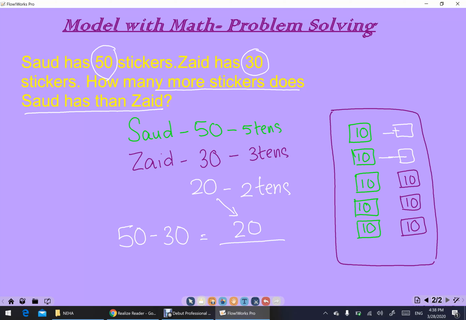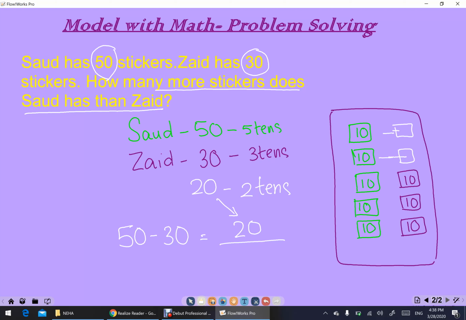Here they are not asking about left. Here they're asking us to compare. When you compare two numbers, you will find the answer, who has more and who has less. Now we know obviously Saud has more stickers, but how many more he has than Zaid? This is what we need to find. So this is what I did over here.